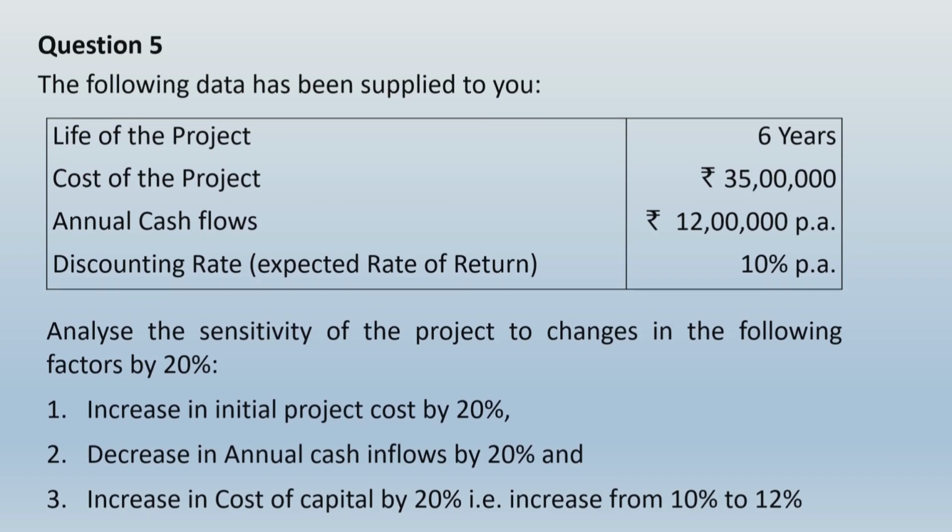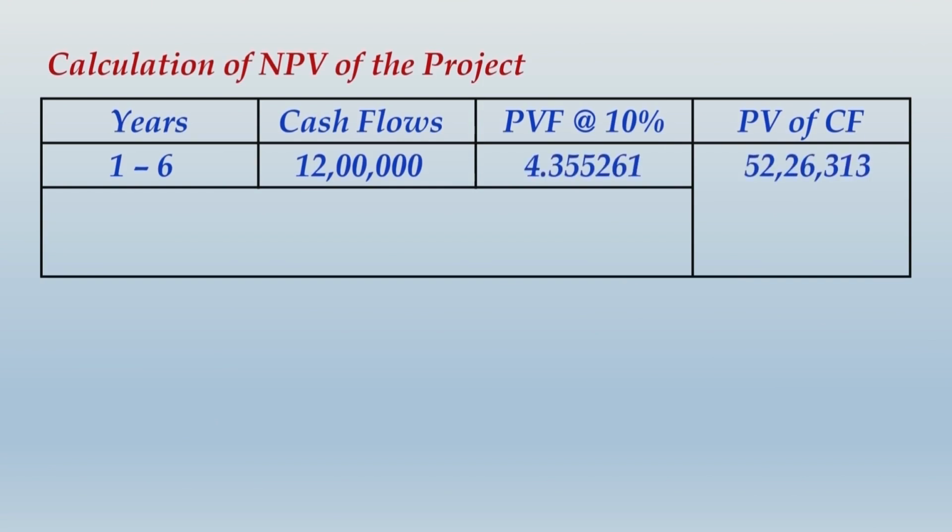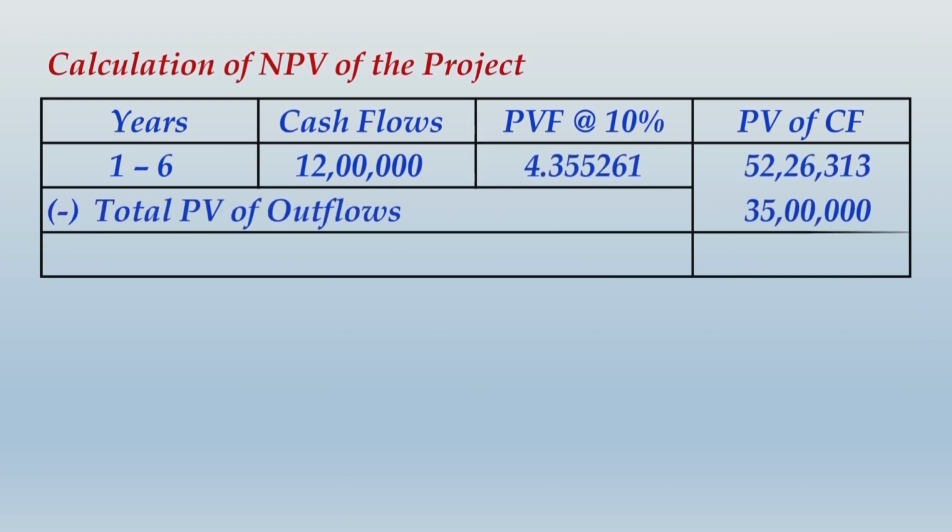Alright friends, I have given you enough time as was required. Let us move ahead and check whether you have got the correct calculations. First thing we do is calculation of NPV of the project. Check whether you got these calculations. The resulting NPV should be 17,26,313. Please make sure that you got this. I give you a moment's time to check your calculations and then we proceed ahead.